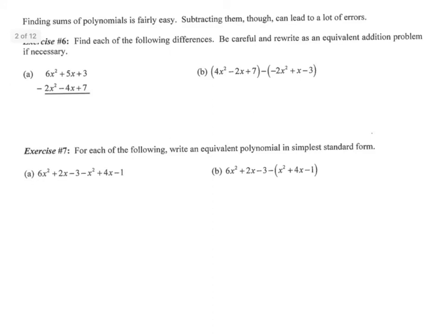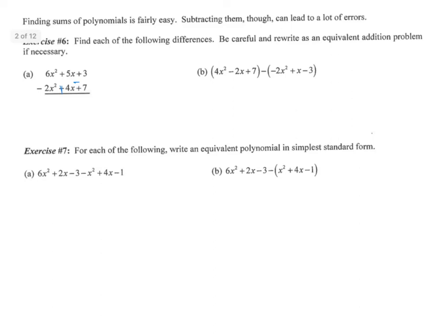So all we did is we combined like terms. Finding sums of polynomials is fairly easy. Subtracting them, though, can lead to a lot of errors. So find each of the following differences. Be careful and rewrite as an equivalent addition problem if necessary. So if we're looking at letter A, you are subtracting the second polynomial, which is 2x squared minus 4x plus 7. So really, there should be a parenthesis there to show that you're distributing that negative. So it's a negative 2x squared, then it becomes a positive 4x, and a negative 7. You distribute that negative to all three of the terms.